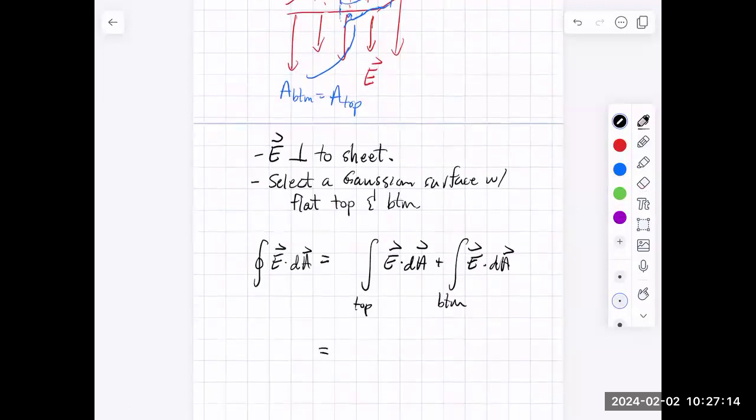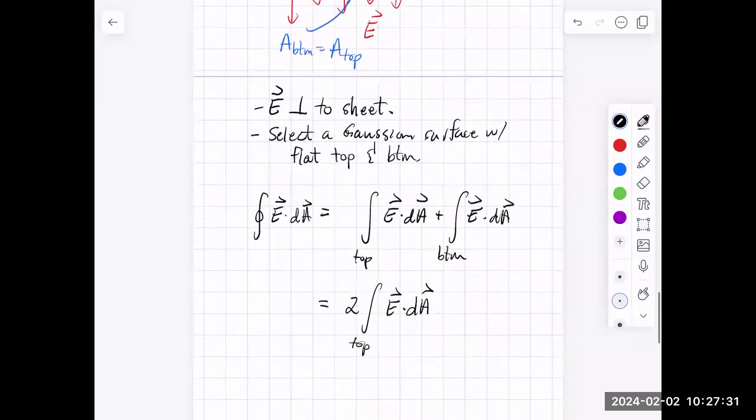But because we chose our top and bottom surfaces to be the same shape and same distance from the charged sheet, we could just say that that's 2 times the integral of the top surface E dot dA. But then we say, okay, the top surface is exactly perpendicular to the electric field. So we get maximum flux. We can ignore the dot product.